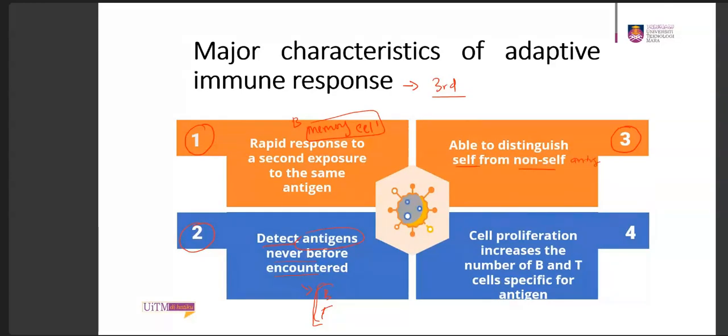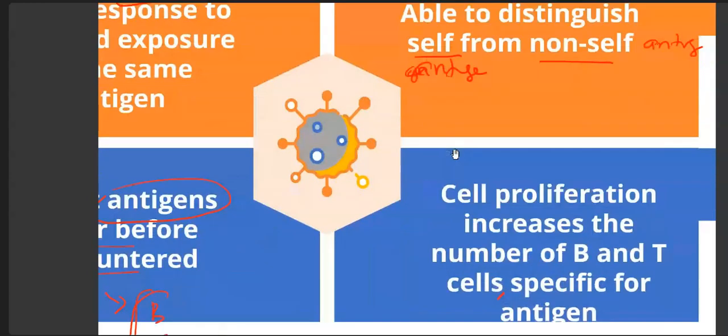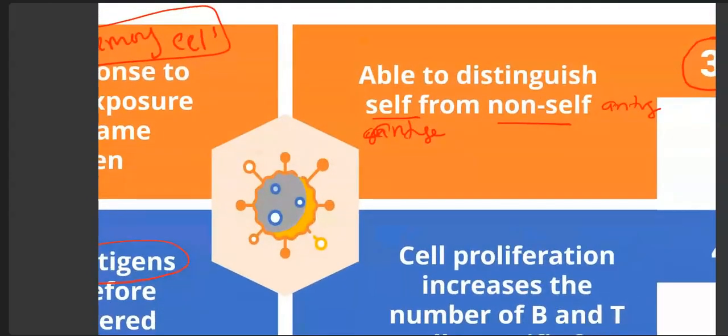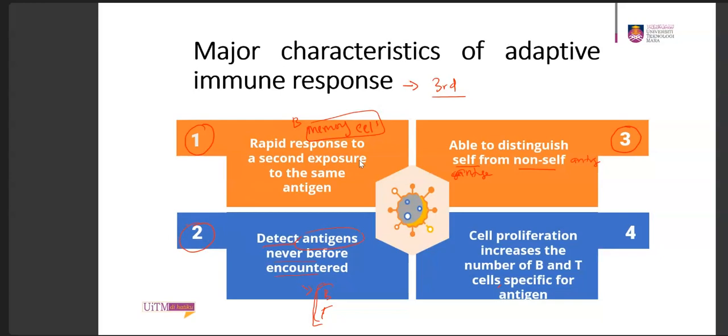The next characteristic, number 3, is being able to distinguish self from non-self antigen. Self antigens are molecules that are found in your body, your cells. Your immune system should not attack self antigen. If your immune cell attacks self antigen, it will trigger a disease, which we call autoimmune disease.